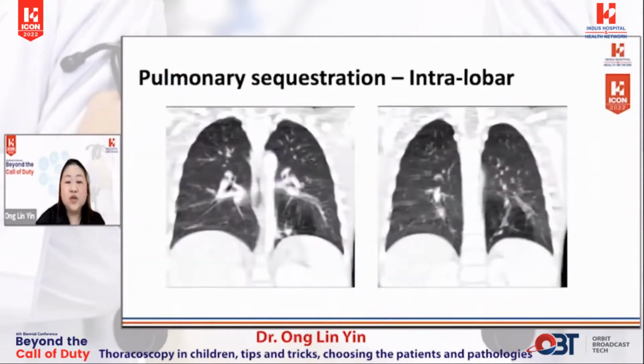We then move on to an intralobular sequestration. This child had the left lower lobe intrapulmonary sequestration with the feeding vessel arising from the thoracic aorta. Differs from an extralobular sequestration in that there is a communication with the airway and therefore a higher risk of infection.